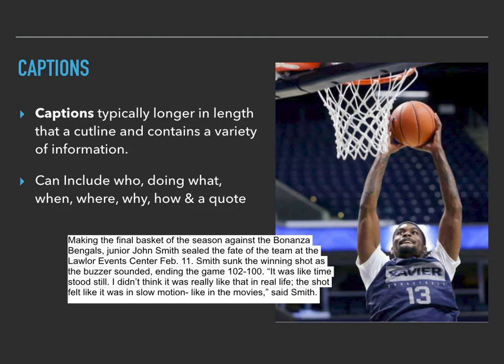Captions typically are longer in length than a cut line, because they usually contain much more information than a cut line. And just like cut lines, they need to include the who, the what, the when, where, why, and how, and sometimes there will be a quote within that caption. Both captions and cut lines require investigation to do properly.